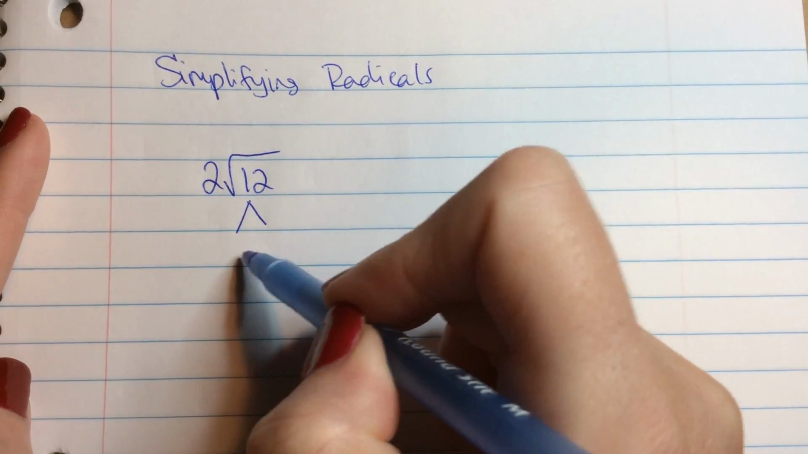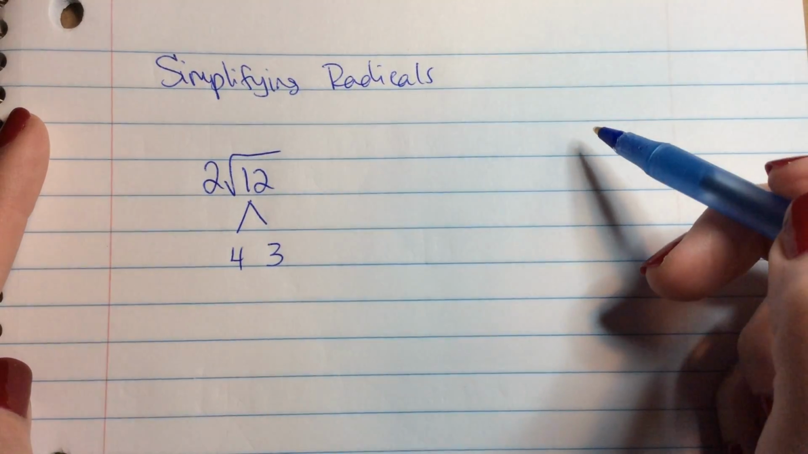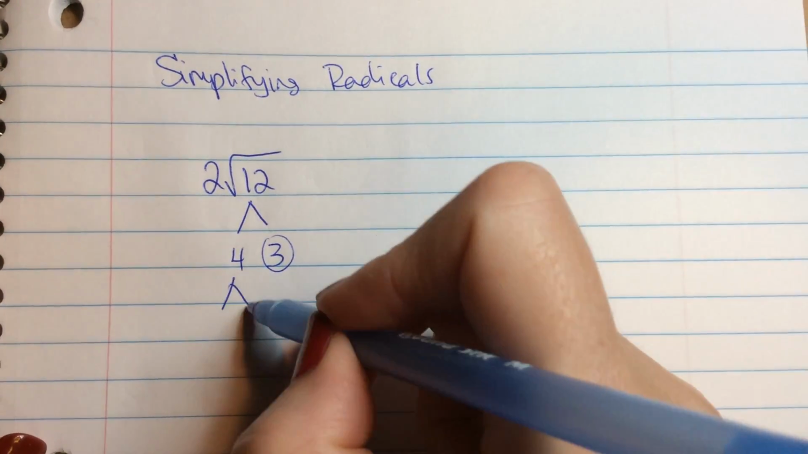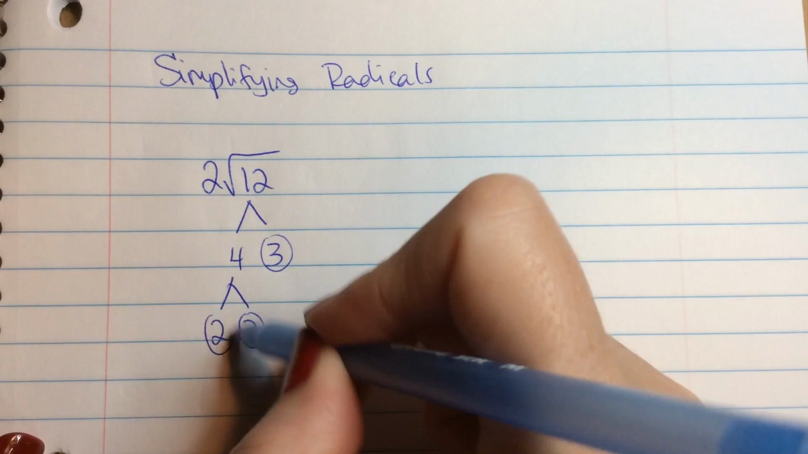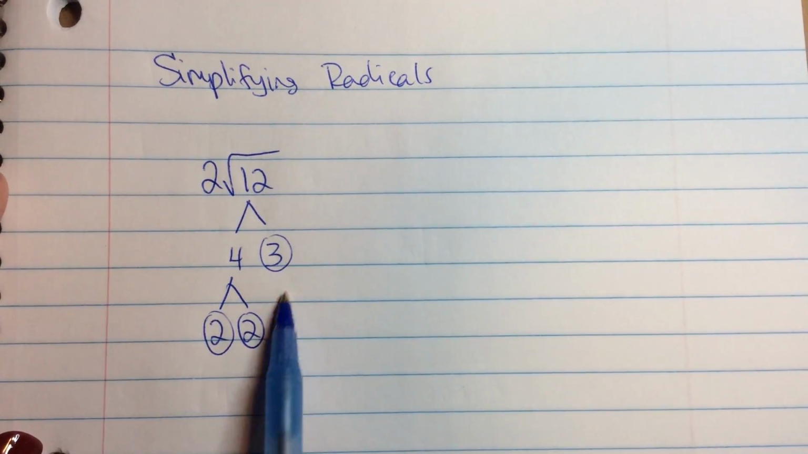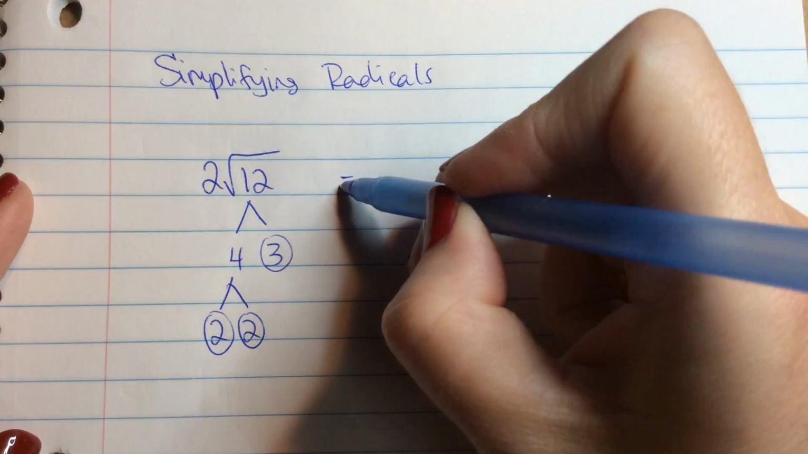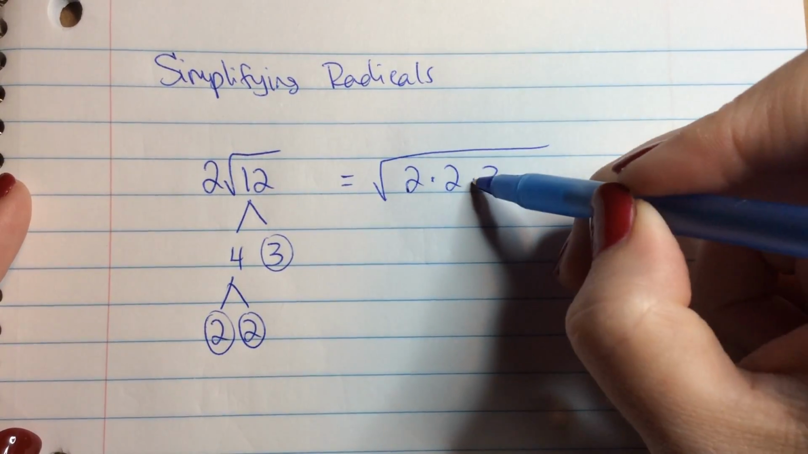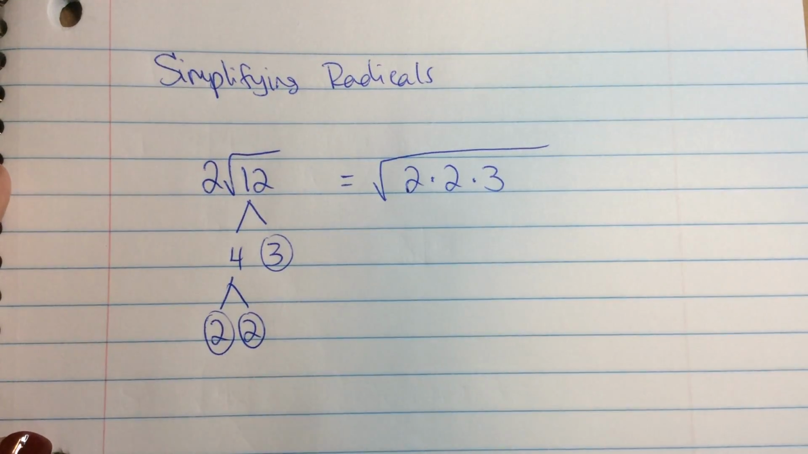We're going to break down 12. Let's choose 3 and 4. 3 is already prime. Sorry. And then 4 will break down to 2 and 2. So far so good, right? And then we have the radical of 2 times 2 times 3. But we still have this 2.